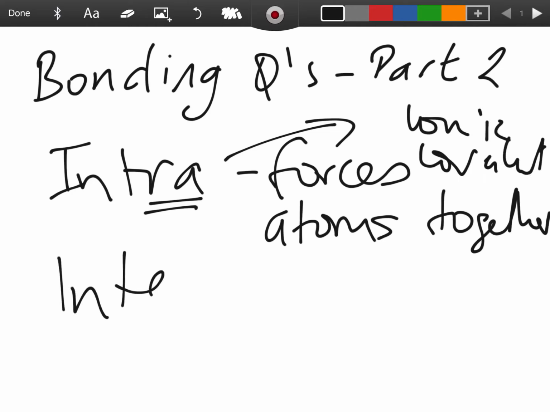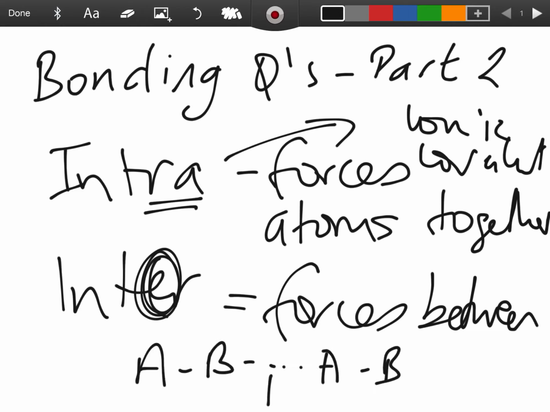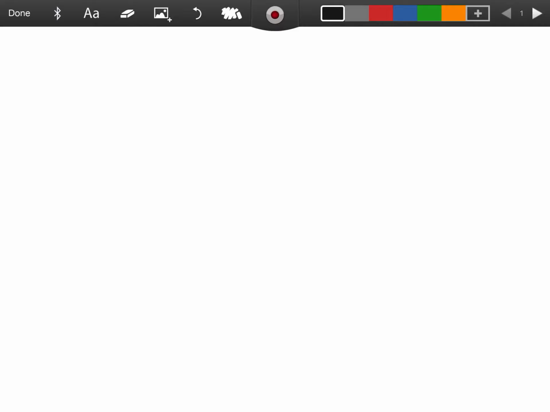Whereas, remember all the E's, these are forces between molecules. So if you have an A and a B here and an A and a B molecule here, they're the in-between forces, the intermolecular forces, and examples of those would be things like van der Waals, dipole-dipole forces or hydrogen bonding.